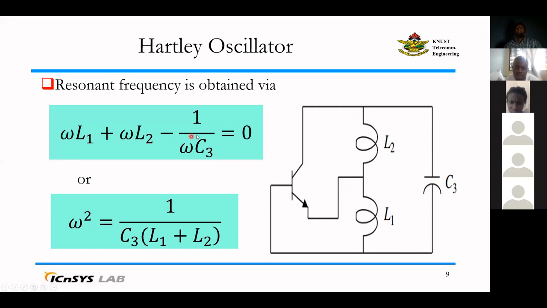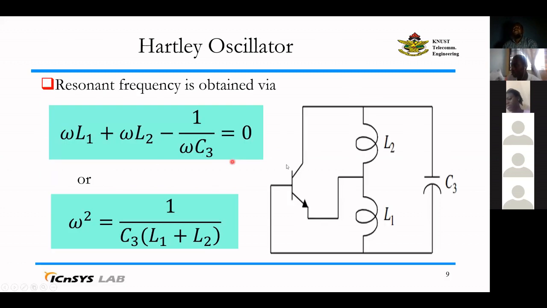So if you add them and equate them to zero, you can find an expression for the resonant frequency, which is omega. So omega squared is given by this, and you can find an expression for F, which will be 1 over 2 pi square root of all of this. And now that becomes the resonant frequency of a Hartley oscillator.